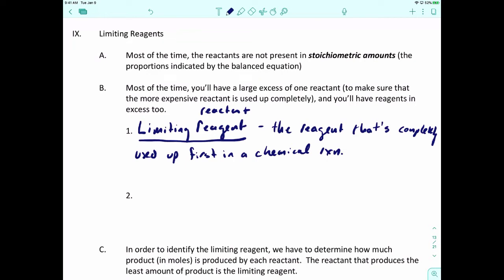Okay, so if the limiting reactant or reagent is used up first, the one that's left over is called the excess reagent. So the excess reagent, this is the material that's left over at the end of a chemical reaction.